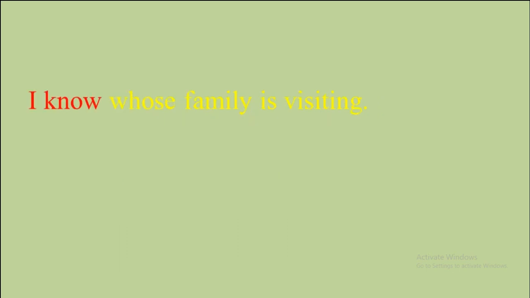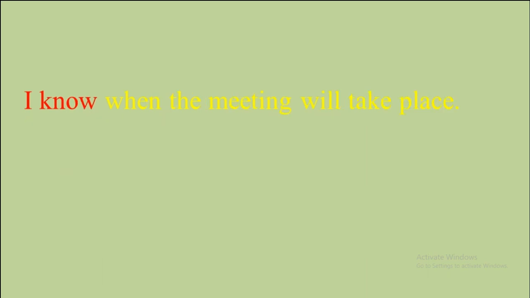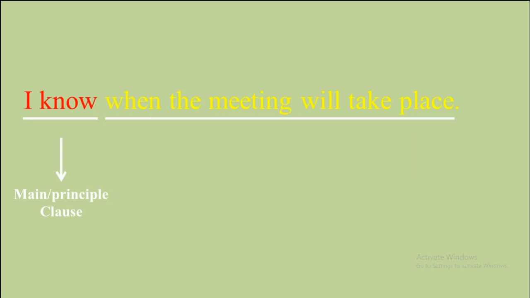I know whose family is visiting. I know, its main or principal clause. Whose family is visiting, it's a dependent noun clause. I know when the meeting will take place. I know, its main or principal clause. When the meeting will take place, it's a dependent noun clause.